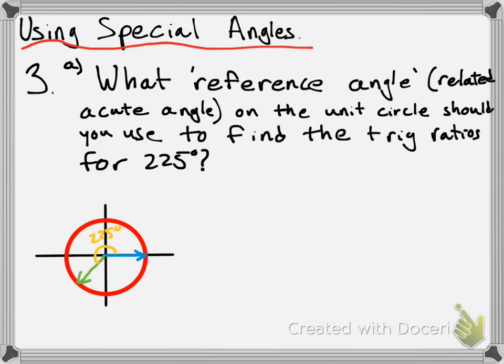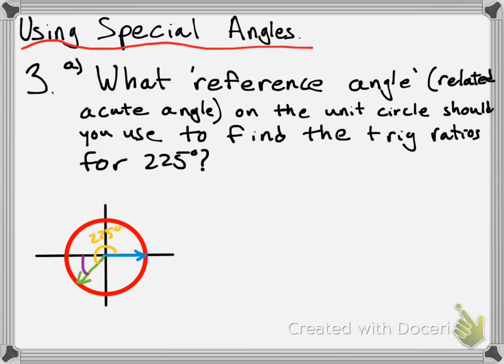And again, the question is asking us what is the related acute angle that we need to use to find the trig ratios for 225 degrees. So we need to find the related acute angle here. I want you to remember that the related acute angle is measured from the terminal arm to the closest part of the x-axis. And notice the closest part of the x-axis here is the negative x-axis. So we're going to be measuring from our terminal arm to the negative x-axis right there. Okay, so that's our related acute angle.